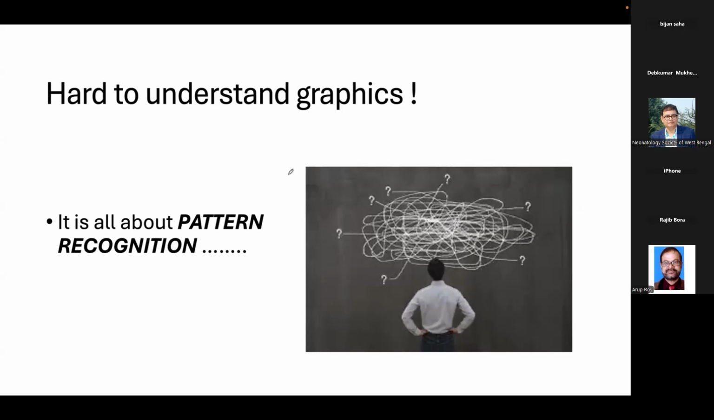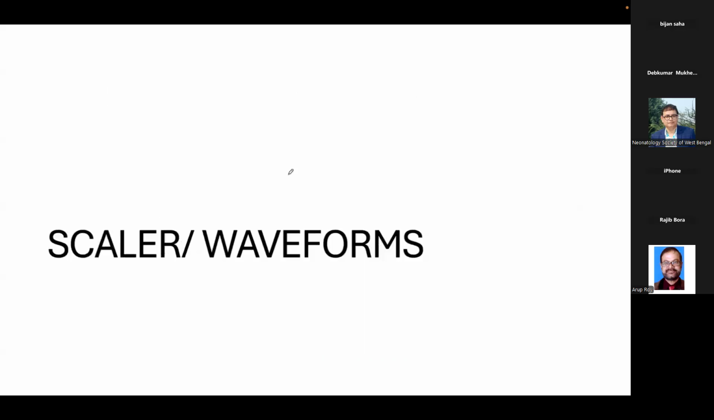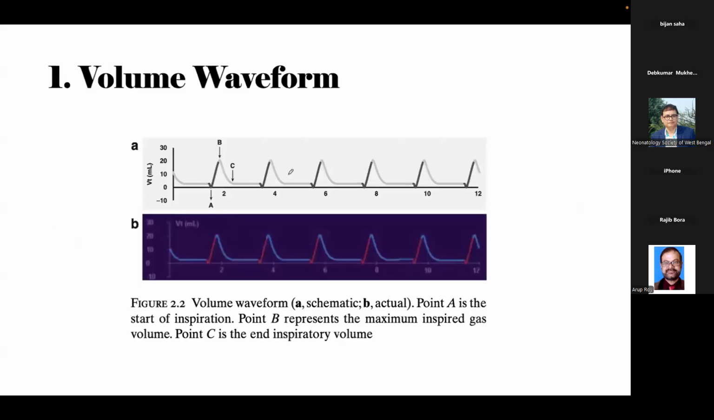With those also, you did not know all the intricacies of how these waves develop, but we need to know the normal patterns. Now we will discuss each scalar and each loop one by one. First, scalars. This is the volume waveform. It looks like this. Point A represents the start of inspiration, point B represents the maximum inspired gas, and point C is your end respiratory volume. So your volume time curves look something like this.